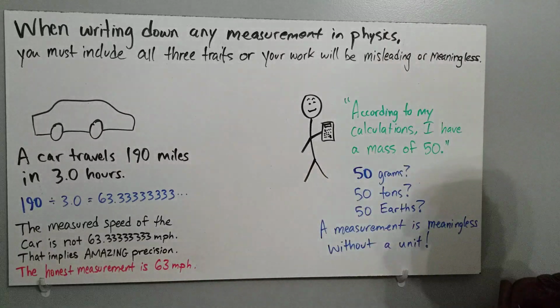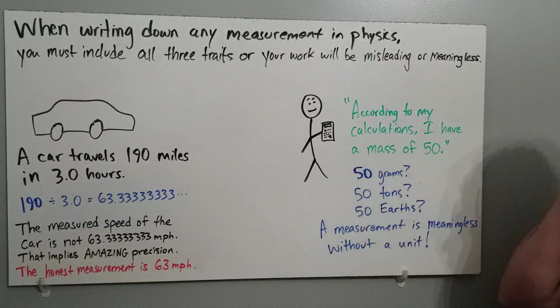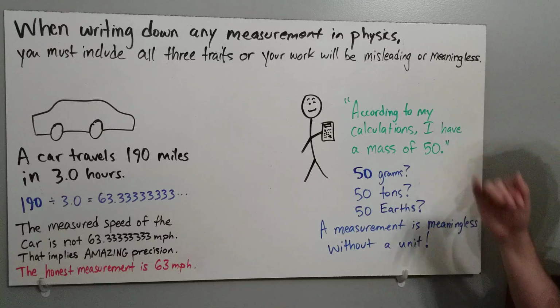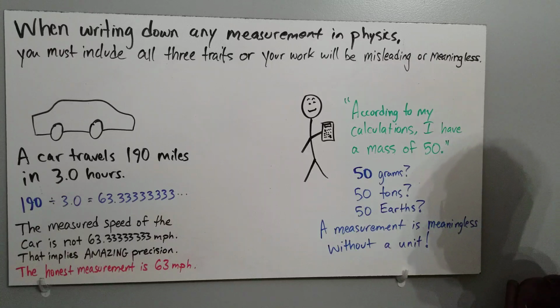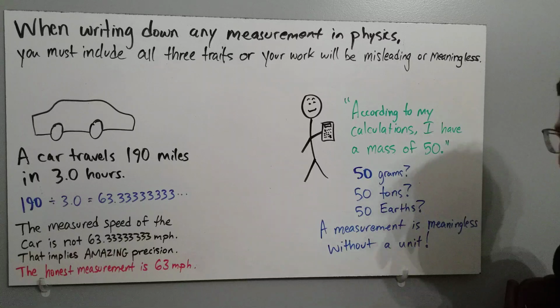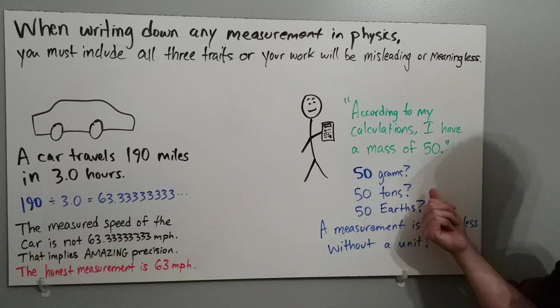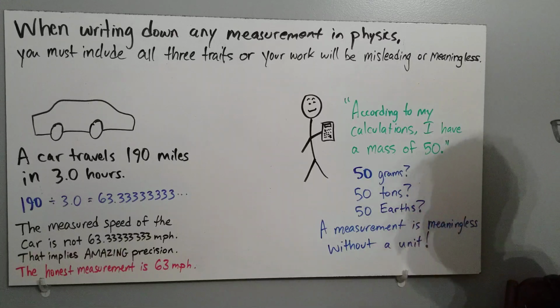Now, this other example, let's say you come up with some calculations and you determine that you have a mass of 50. Okay. 50 what? 50 grams, 50 tons, 50 earths. No, a measurement must include a unit. It's meaningless without a unit. So usually we measure mass in kilograms. And so I think this person meant to say, I have a mass of 50 kilograms.